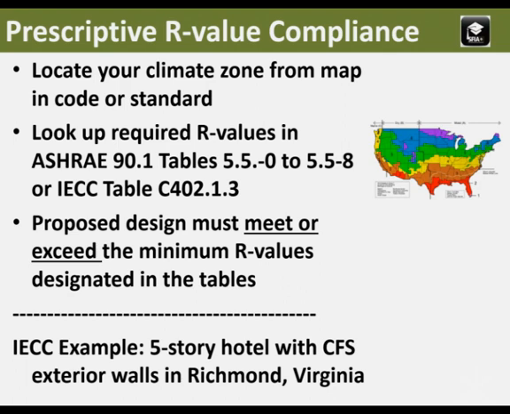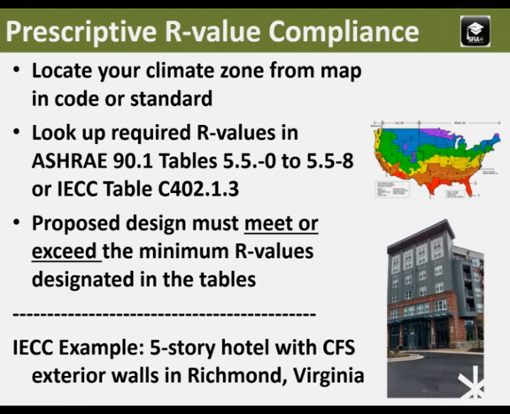It does matter which document you are required to comply with, because the 2016 ASHRAE 90.1 map differs slightly from the 2018 IECC. Tabular lists are also provided to make it easier to pinpoint a location's climate zone. Once the climate zone is determined, the next step is to look up the appropriate R-value requirements in each document. The R-values are minimums, so they must be met or exceeded. As an example, we'll look at determining R-values on a 5-story hotel in Richmond, Virginia.